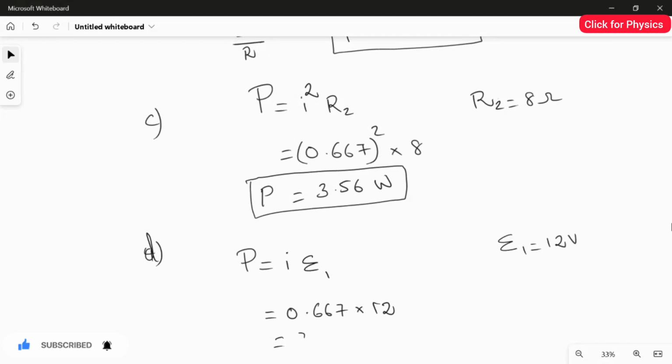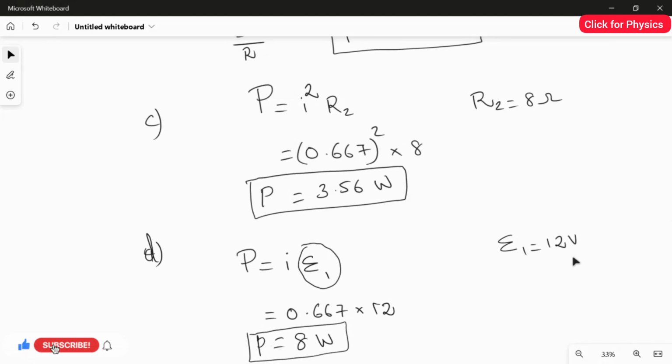So what is the answer here? 8 watt. The unit for the power is watts. So this is the energy transfer rate across the EMF 1.